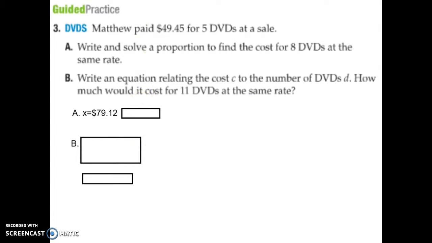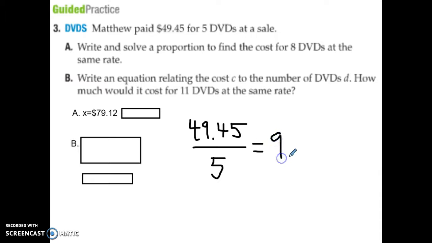For part B, I want to write an equation. Well, how much would it cost per DVD? That's just like we talked about on the last page. Per DVD, I take the cost divided by the number. So $49.45 divided by 5, and that's going to be my unit rate, my constant of proportionality. That's $9.89 for every DVD. That's how much our constant of proportionality is.